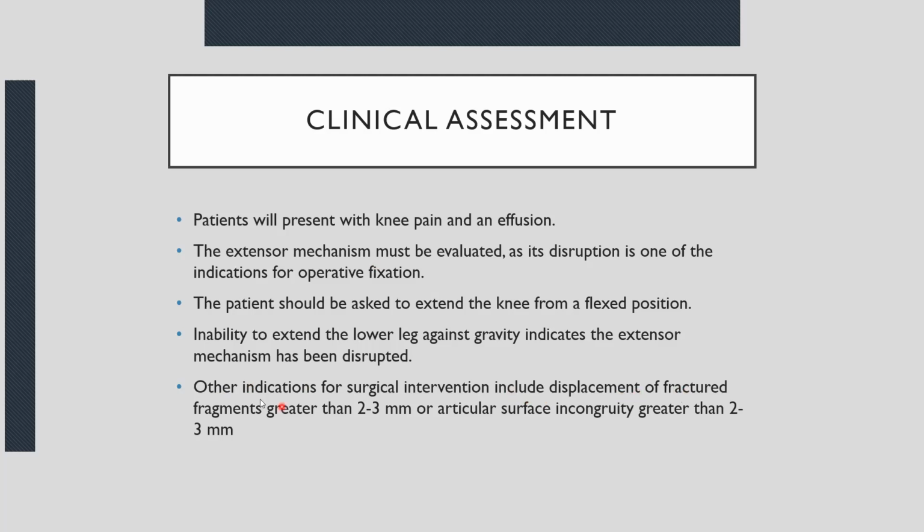Displacement of fractured fragments of more than 2 to 3 millimeters, or an articular surface incongruity greater than 2 to 3 millimeters. Basically, a comminuted fracture, anything that shows any sort of displacement, where the fragments have moved away from one another. It's very often very difficult for us to tell exactly how far it is. So these are the cases where you've got to get your orthopedic surgeon involved.